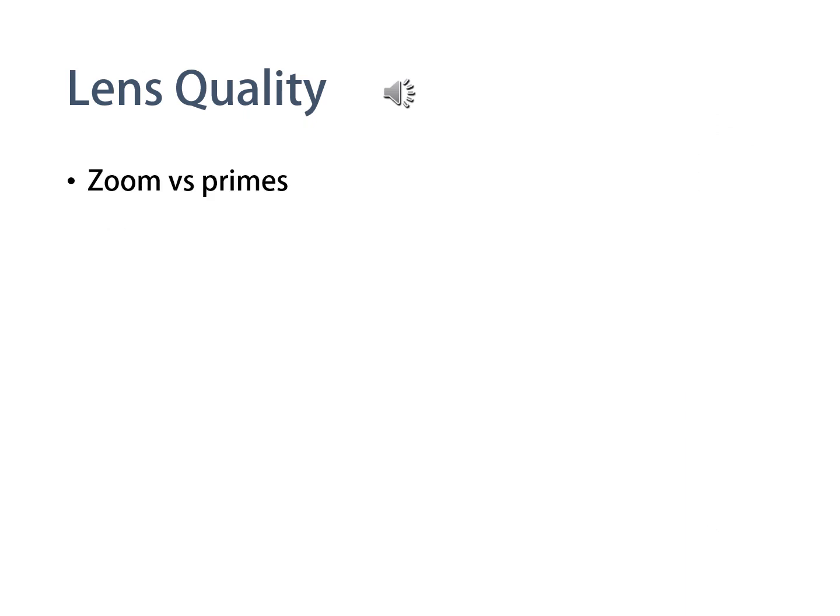As a rule, zoom lenses tend to have a poorer resolution than prime lenses. This is particularly true for long zoom lenses. However, there's a huge benefit in having one zoom lens over a bag full of primes.